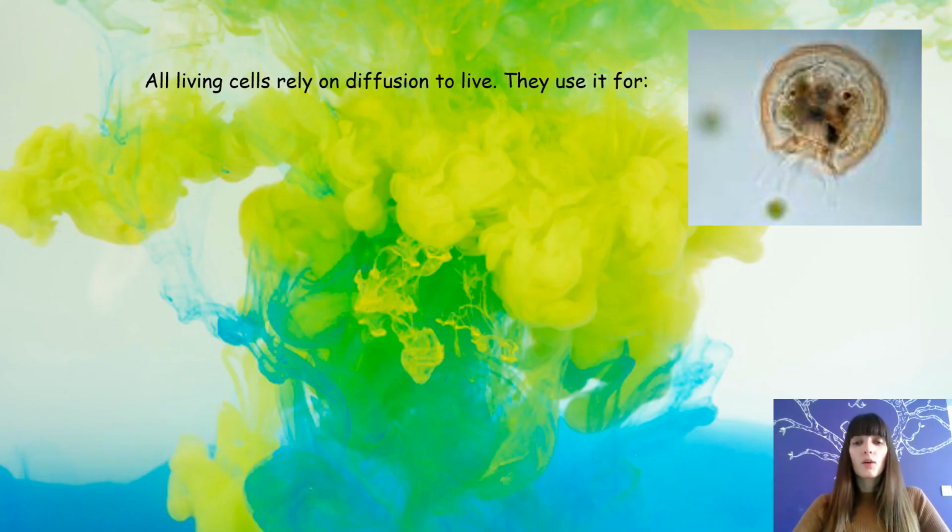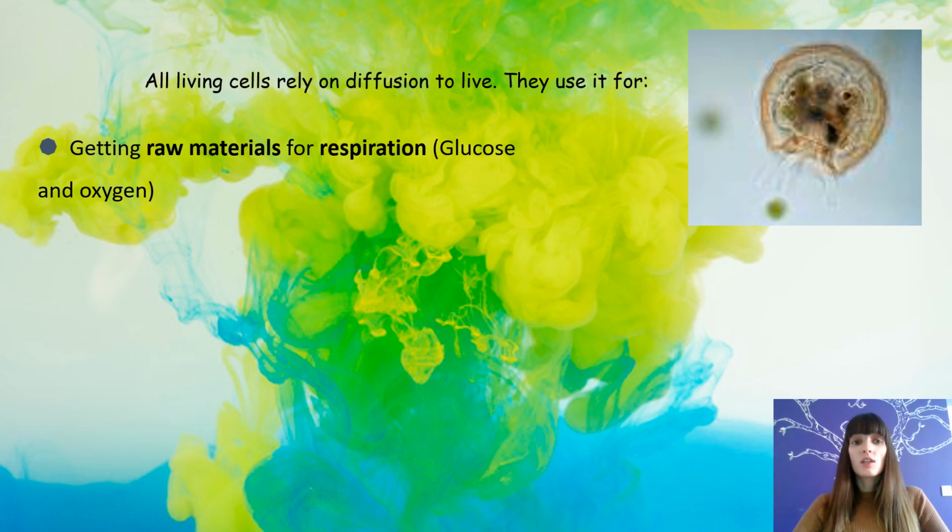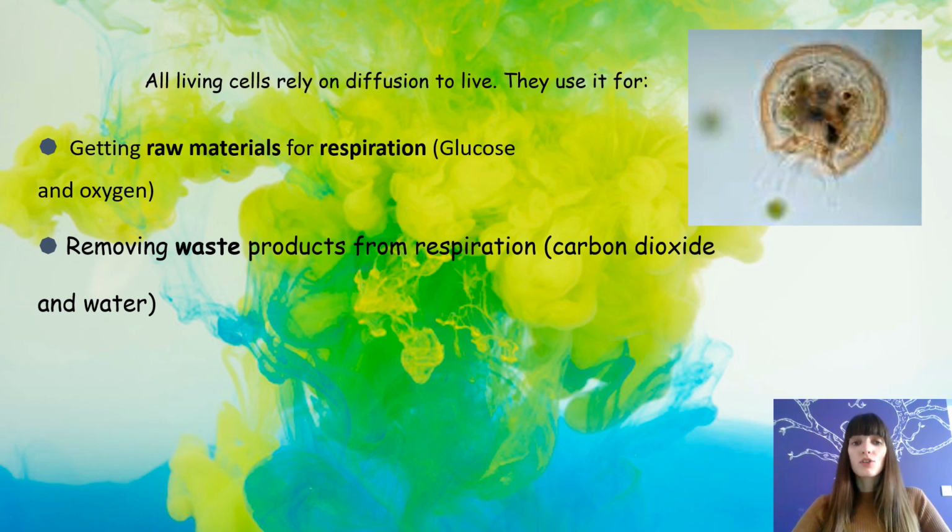So in order to answer that question, we need to look at the main examples of diffusion. For us, it's respiration, getting raw materials into our cells like glucose and oxygen, and the waste products out, which is carbon dioxide and water. So they are getting in and out of our cells.